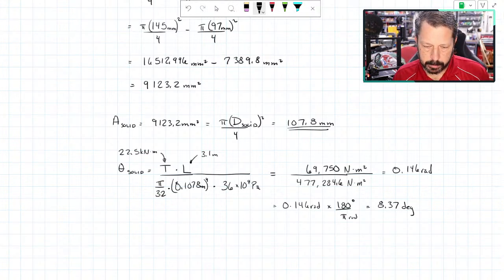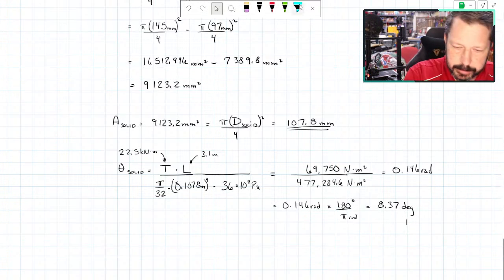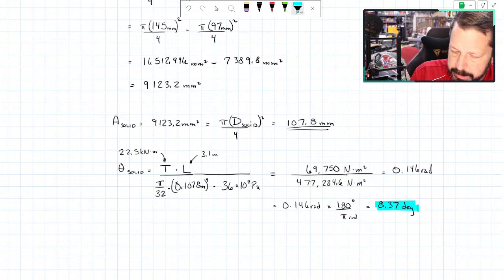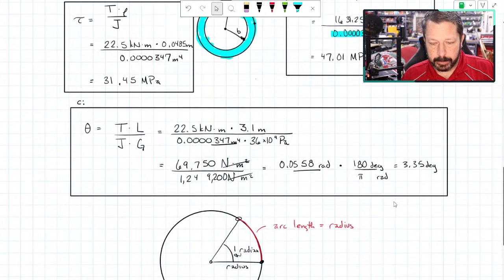Yeah, 8.38 and we have 8.373. So again, that's just rounding differences, where I rounded some of these numbers. But here's the interesting thing. So 8.37 degrees. We took the exact same amount of material that we had when it was hollow, but now it has a significantly higher angle of twist. 3.35 degrees when it was hollow.